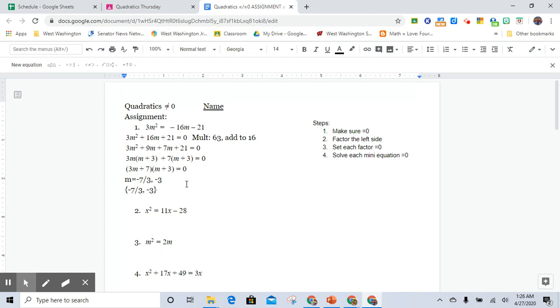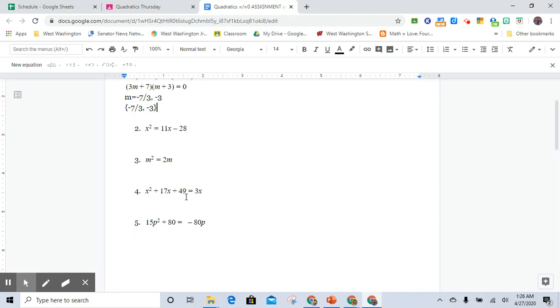Okay. All right, let's scroll down to number 4. Number 4, this one has the 3x over here by itself, and that needs to be moved over to this side. And when we do that, we need to subtract. And so 17x minus 3x, that's going to leave us with positive 14x. So x squared plus 14x plus 49 equals 0.